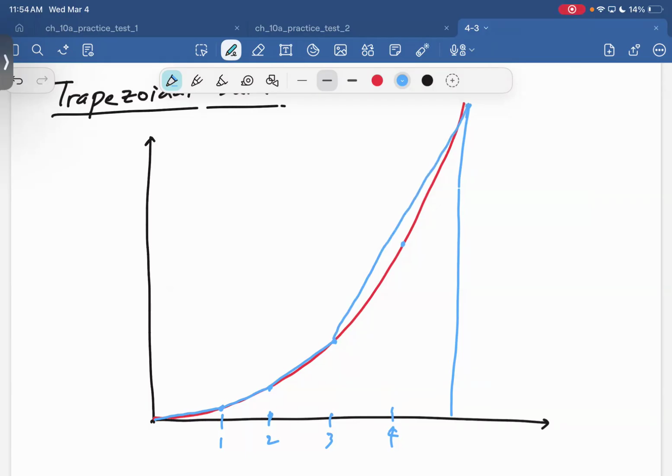Okay. Wait, I skipped one. Yeah. It was almost perfect. Should I draw the points bigger? There's semicircles, you see that?